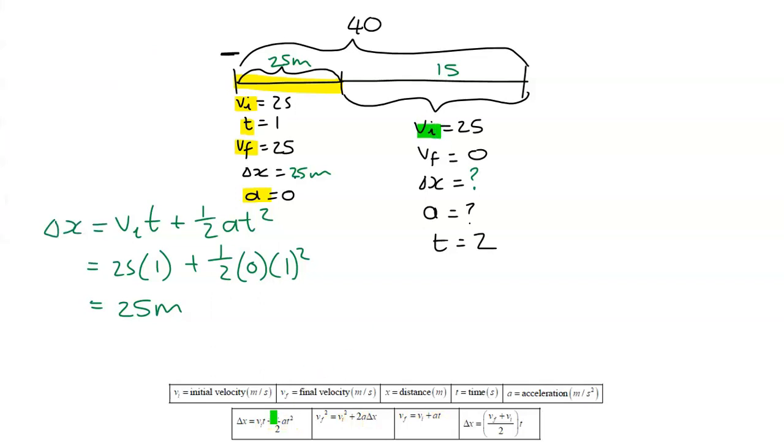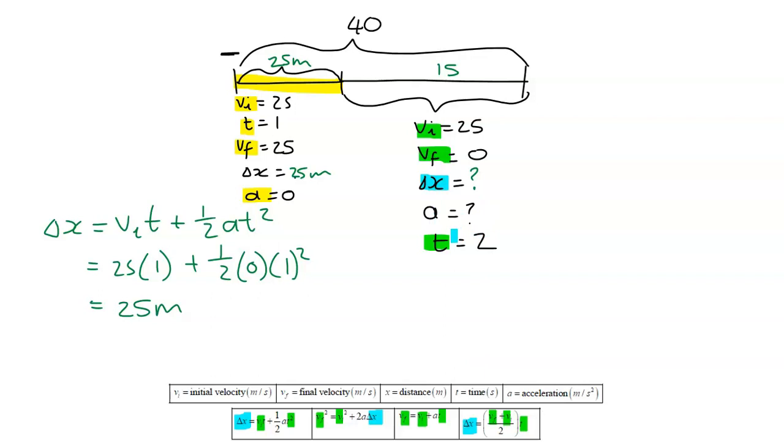Okay, so we have Vi and we have Vf. We want x. We'll get to x now, and then t is there. I want x, so there's the x.